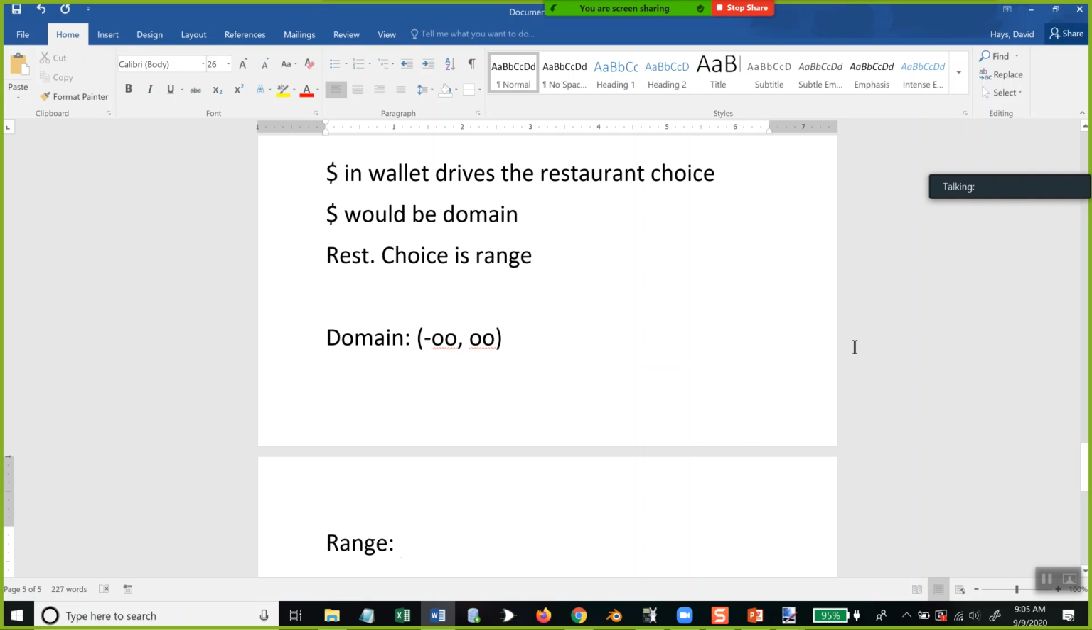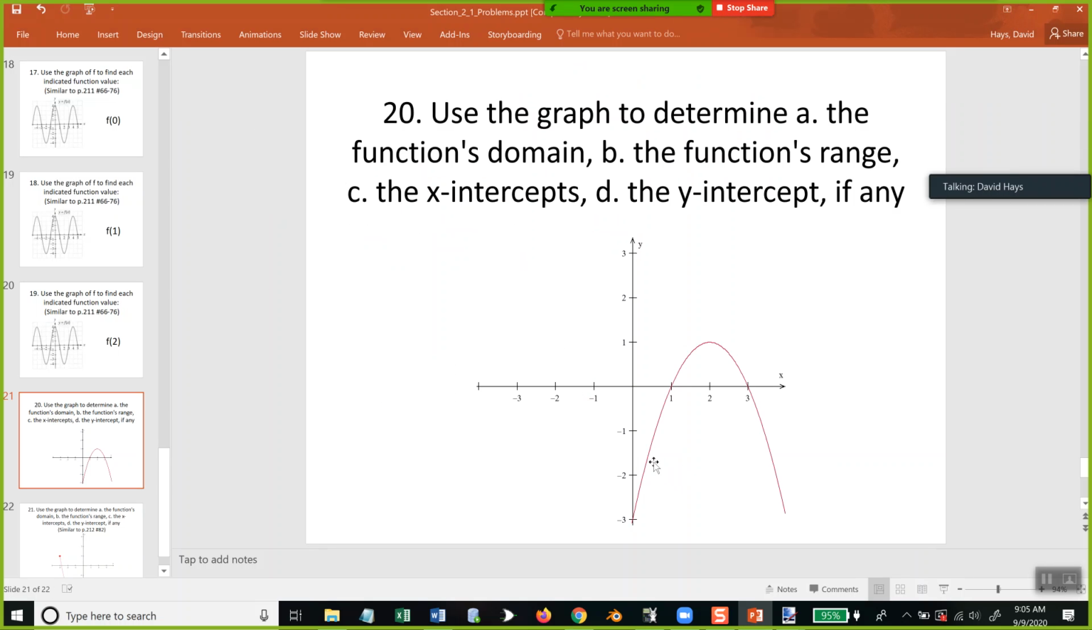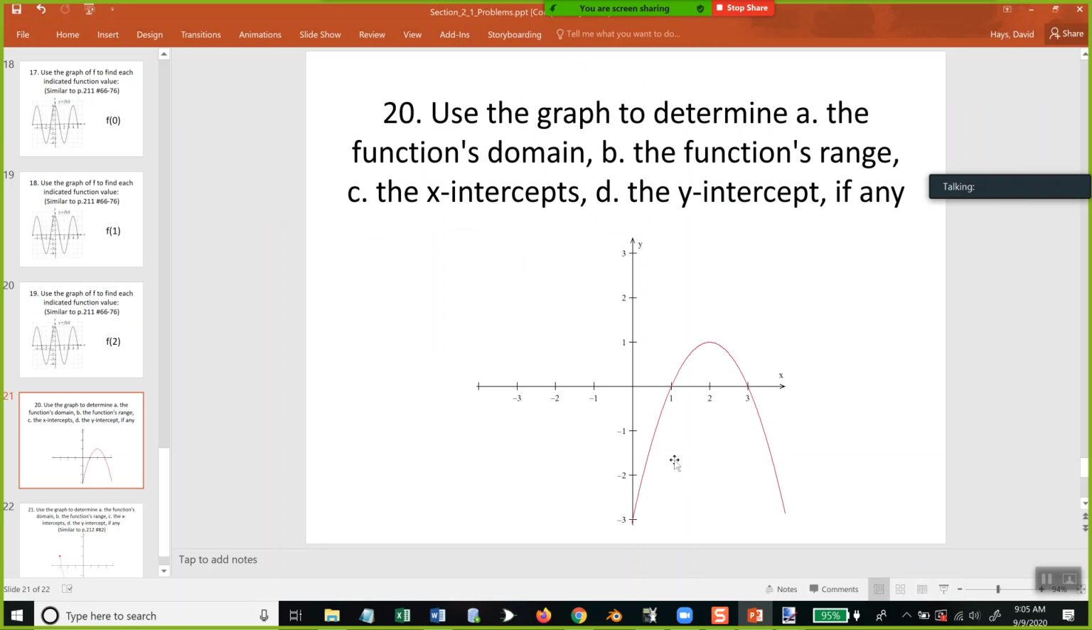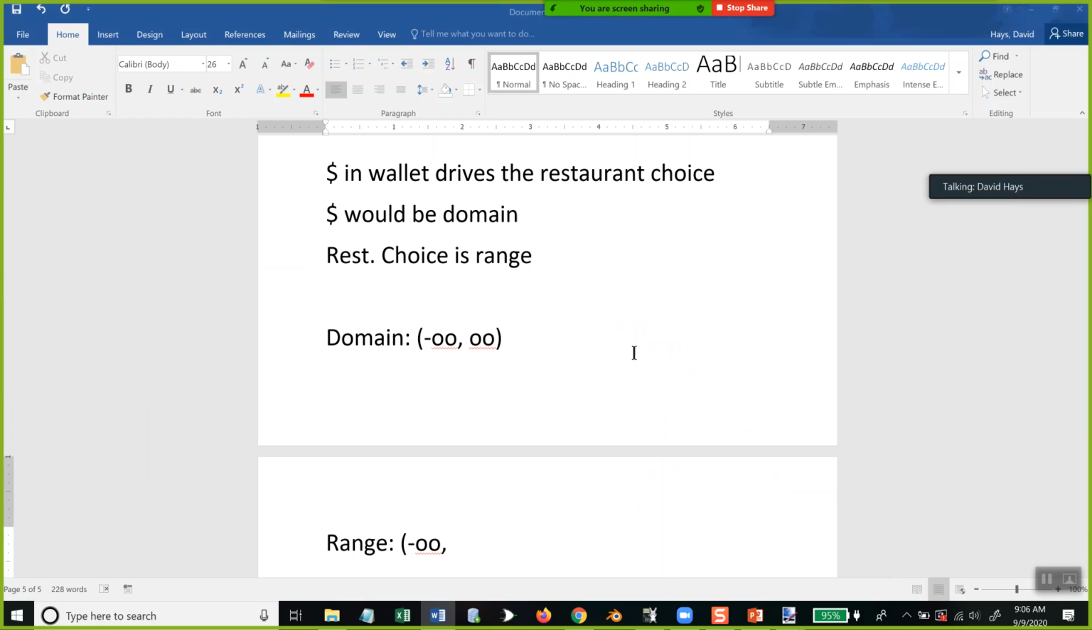Now my range is my y values where my graph exists. Now this is going down forever, so it's going down to negative infinity. It does have a highest point though. It doesn't go up here. The highest point it goes is right here. And if I come straight over to my y-axis, that's 1. And for numbers, you always put brackets unless you have an open circle, which I think we'll see in the next example.